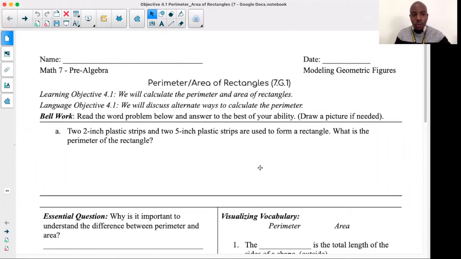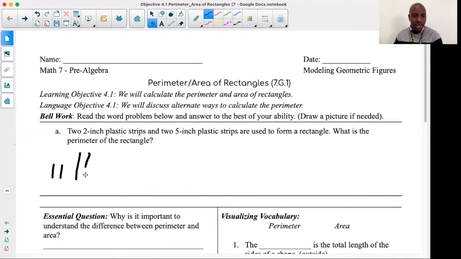This says two 2-inch plastic strips and two 5-inch plastic strips are used to form a rectangle. What is the perimeter of the rectangle? When I look at this, I'm noticing that there are 4 pieces of length. I have two 2-inch plastic strips. Let's say that those look like this. And then I have two 5-inch ones. Let's say they look about like this.